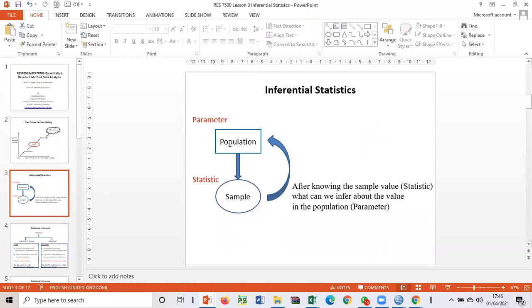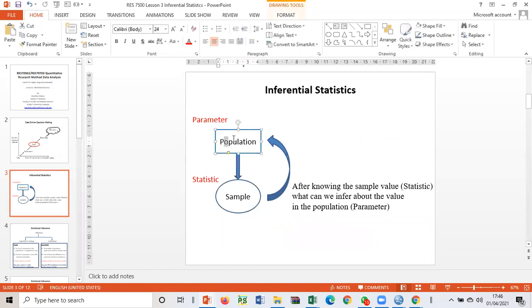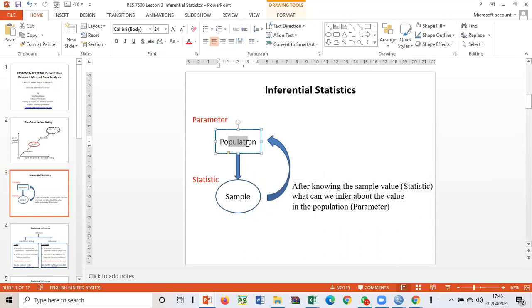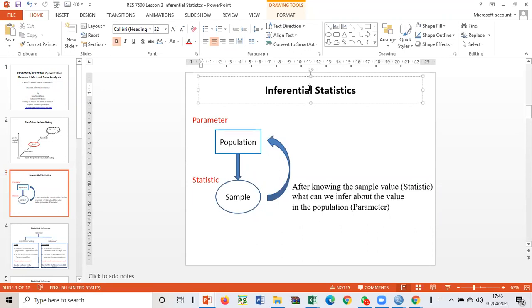So here, earlier from the population, we took a sample. Why take a sample? Why not study the entire population? Because of ETC. But the ultimate aim is to say something about the population at large, isn't it? So after knowing the sample values, like mean, median, standard deviation, proportion, what can you infer or say about the population at large? So that's called inferential statistics.